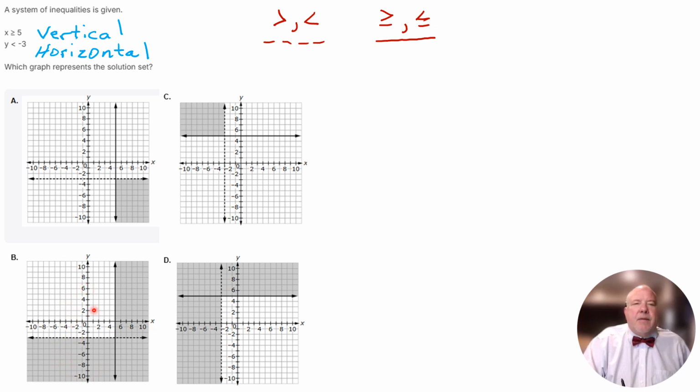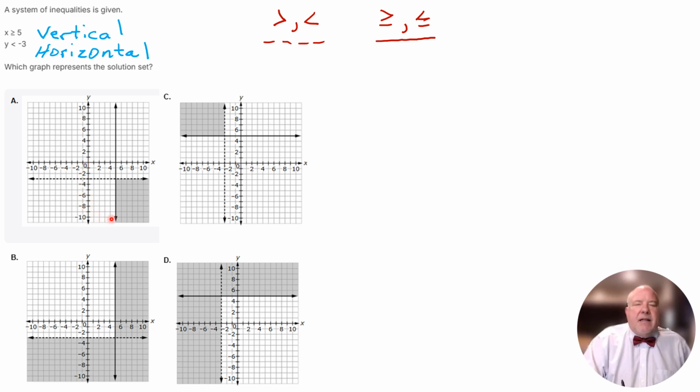And we're going to do the same thing. We're going to take the point 0, 0 and plug it in. So I plug in 0 for y. Says 0 is less than -3. So is 0 less than -3? No, 0 is greater than -3. So 0 is not a solution. So that means you're going to shade on the other side of the line, which is below it.